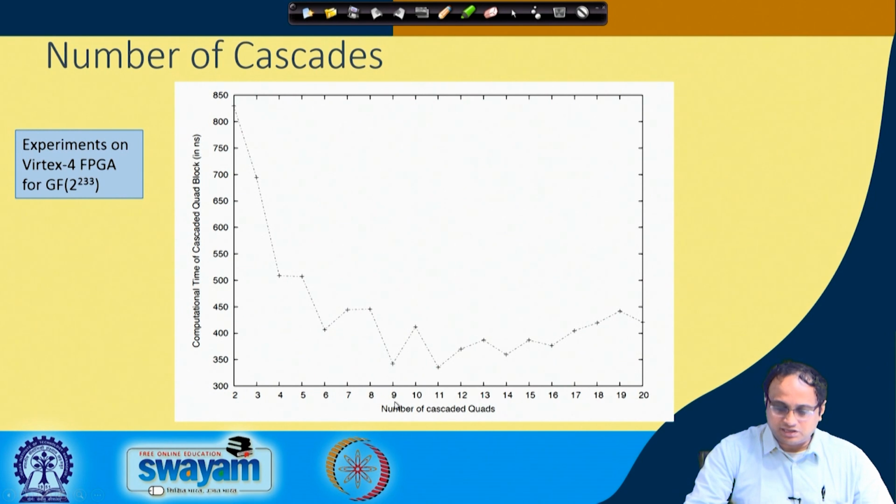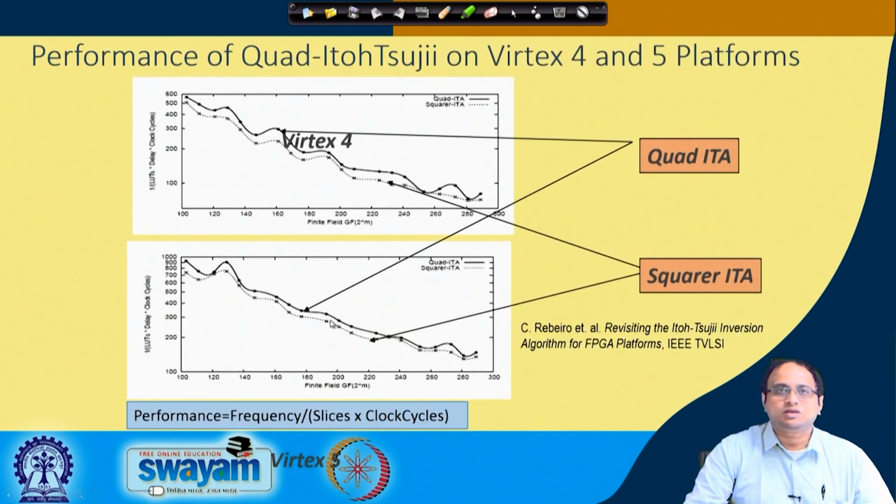You will see that for the number of cascades there is a region, something like 9 to 12, and we set 12, for example, for our design. Now if you want to see the performance with properly chosen design parameters, and you plot the Quad-Itoh Tsujii inversion against the square or Itoh-Tsujii inversion algorithm, you will find this for all the field sizes.